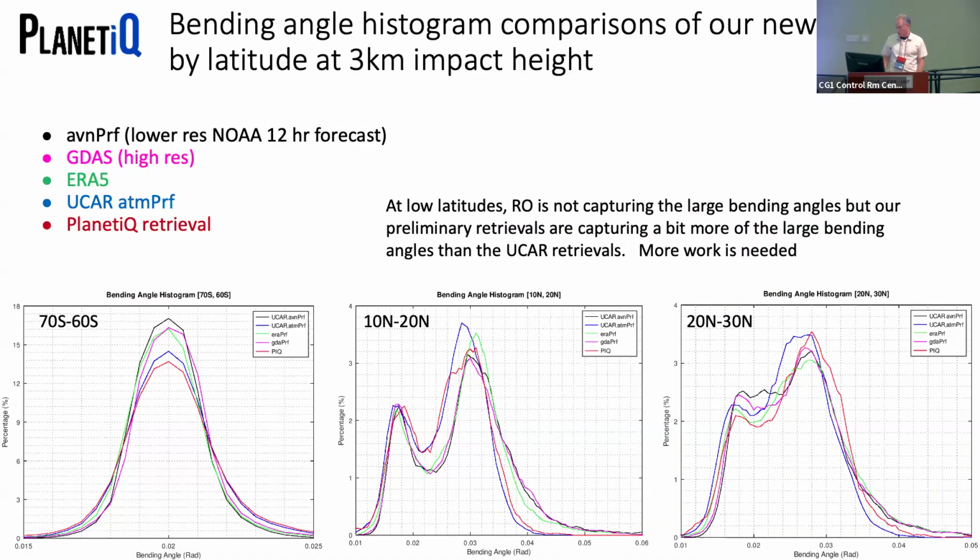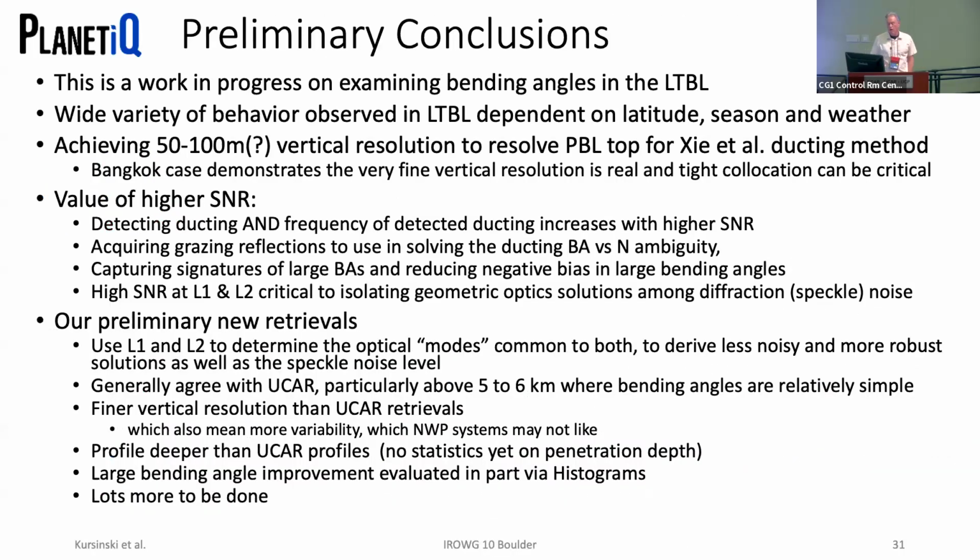One point I wanted to make here is just that in looking at these new retrievals we've been doing, we are getting a bit more of the high bending angles. The red line is our stuff, and the blue line is the UCAR retrieval. So hopefully we're moving in the right direction. So the preliminary conclusions, obviously this is a work in progress. There's a huge amount of variety of behavior. I think we're getting better than 100-meter vertical resolution.